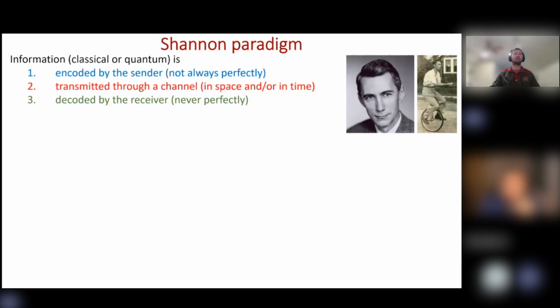The paradigm proceeds basically in these 3 steps. You have a sender and a receiver. You encode the information by the sender. The information is transmitted through some pipe or wire that you in general call a channel. And it's decoded by the receiver on the other end in some way. The encoding and the decoding don't have to be perfect, or in fact, the decoding is never perfect in the real world. It's always just good enough.